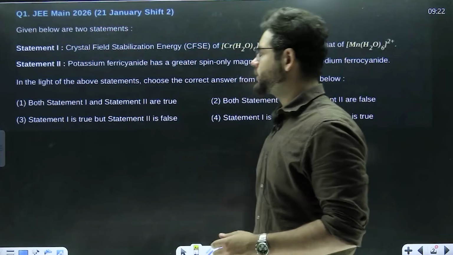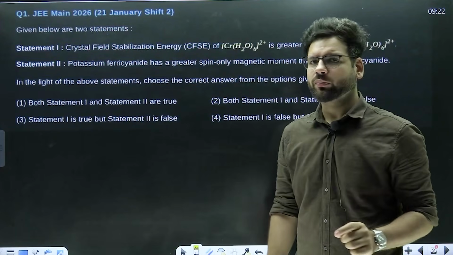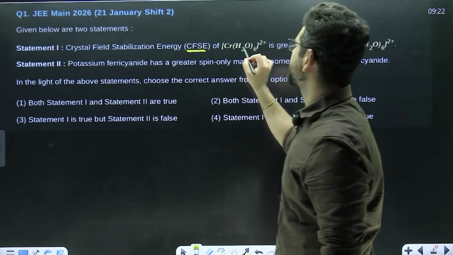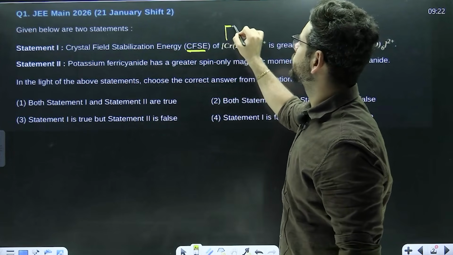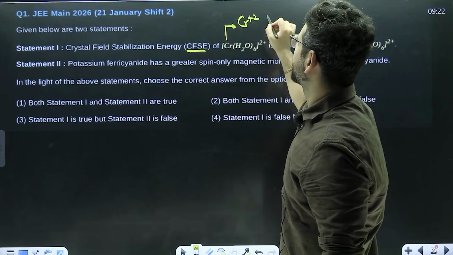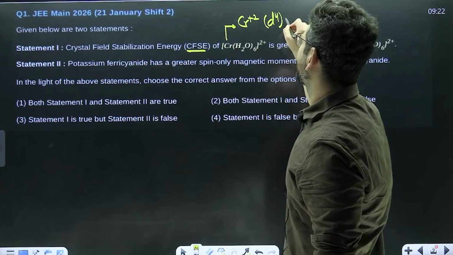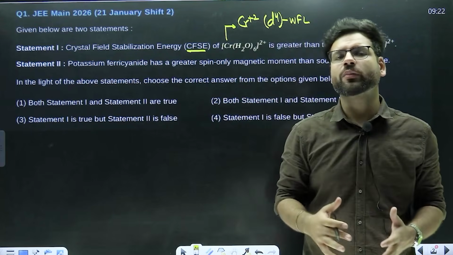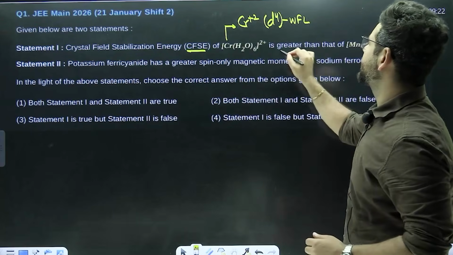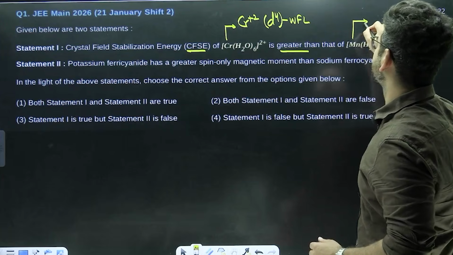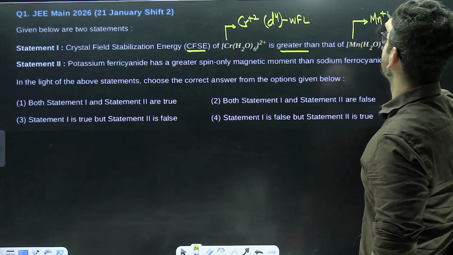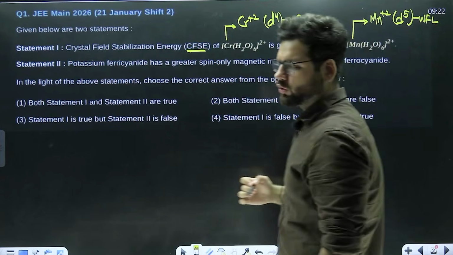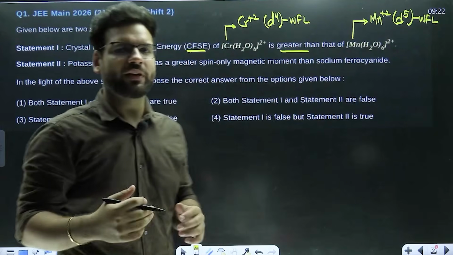So the first question, as you can see here, is a statement type question. Crystal field stabilization energy, CFSE, of chromium water 6 plus 2. Chromium plus 2 means it's a D4 configuration with a weak field ligand. Coordination number 6, so the question is coming from crystal field theory. Is greater than that of manganese water 6 plus 2. Manganese plus 2 means a D5 configuration with a weak field ligand. So the question is, who has more crystal field stabilization energy?